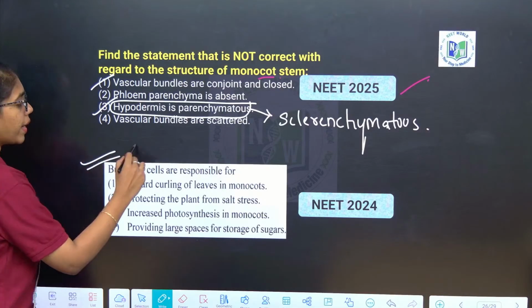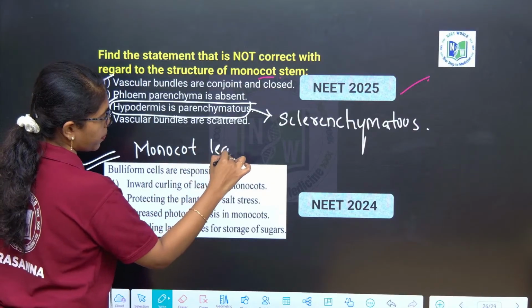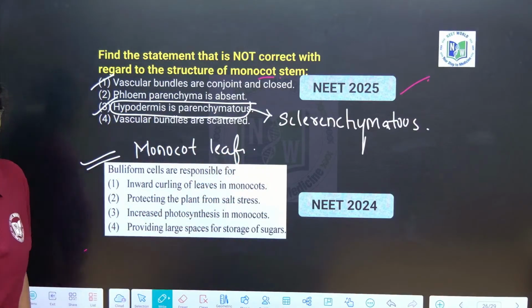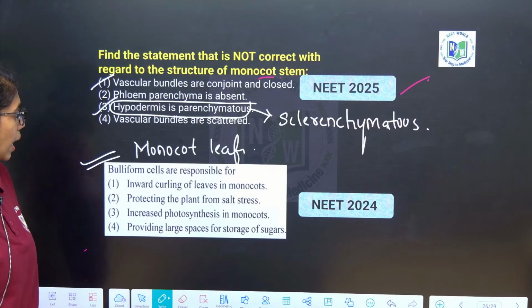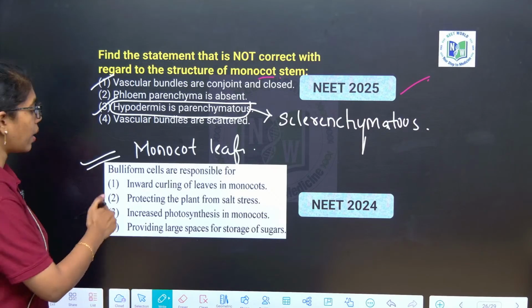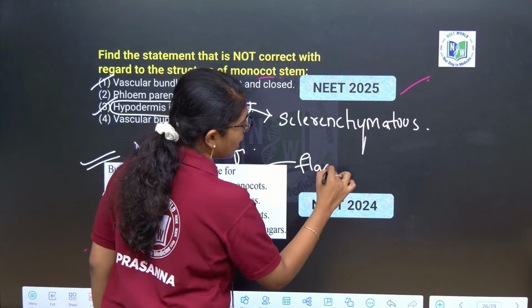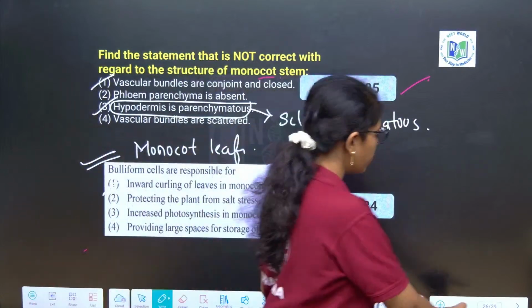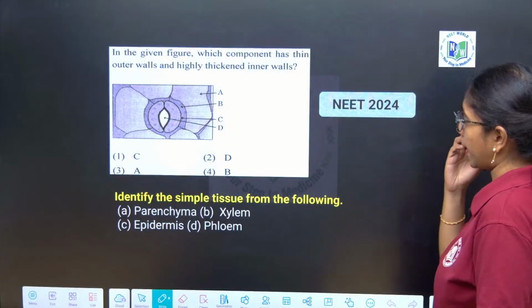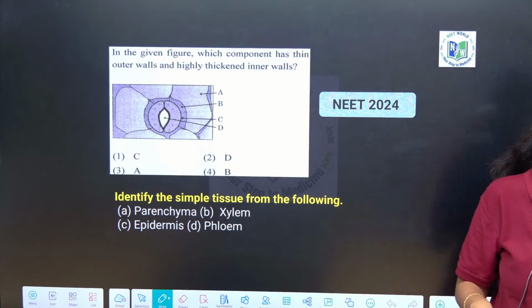Bulliform cells, you will find them in monocot leaf. They are responsible for inward curling of leaf in flaccid conditions. I will explain this in more detail, but as of now we are able to identify, right? Good. Next, leaf structure. Online students also try to answer.